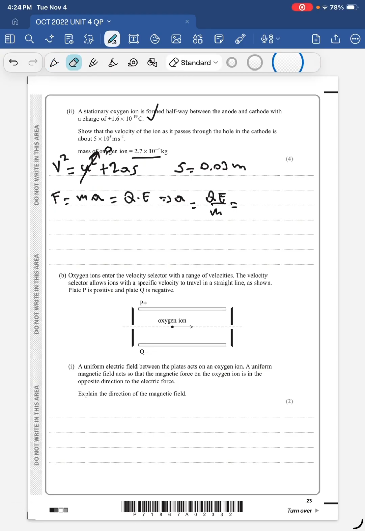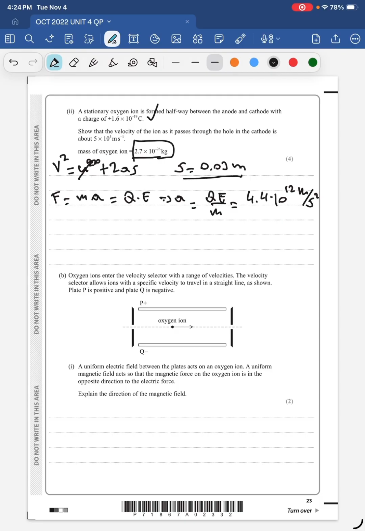So u squared is 0. This is the mass of the ion which goes there. If we plug everything in, we find 4.4 times 10 to the 12 meters per second squared.